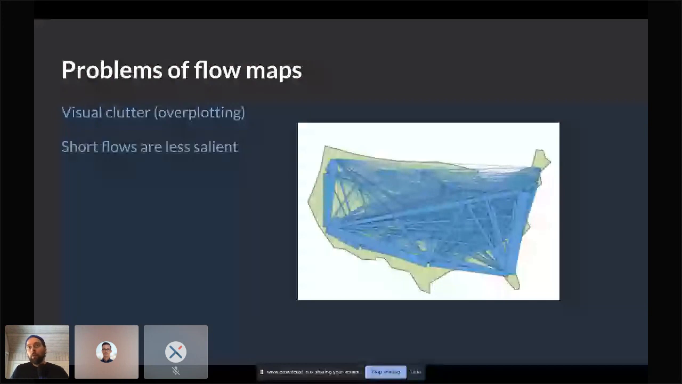Another problem of flow maps is that flows which are short are more difficult to see, although often precisely the shorter flows have higher magnitudes because people tend to go to closer locations. Like here you can see, for instance, this flow is rather thick, but it's short. That's why it's difficult to see. And here there is one which is behind another one, and it's very difficult to see.